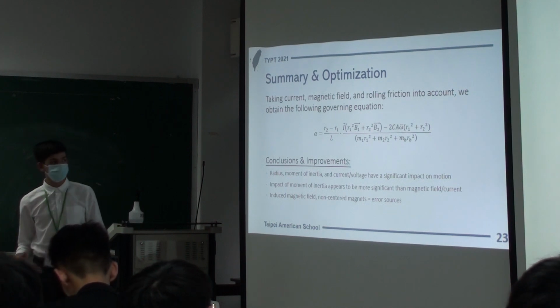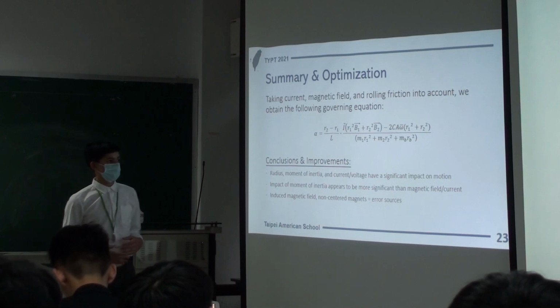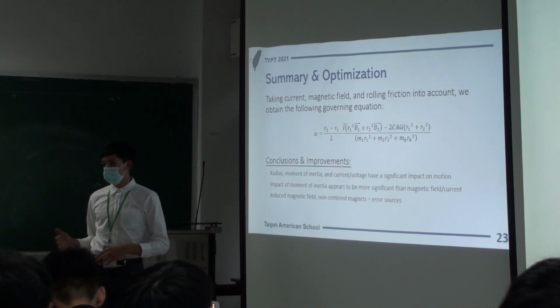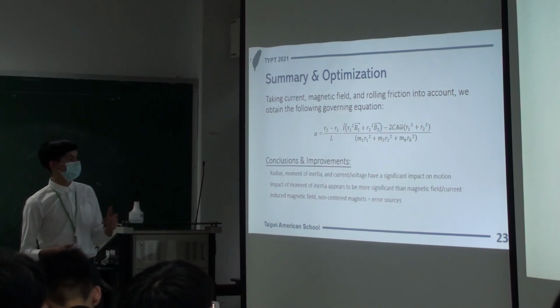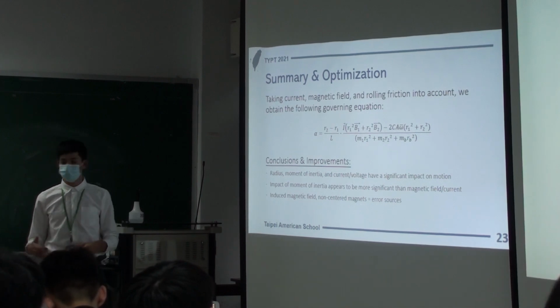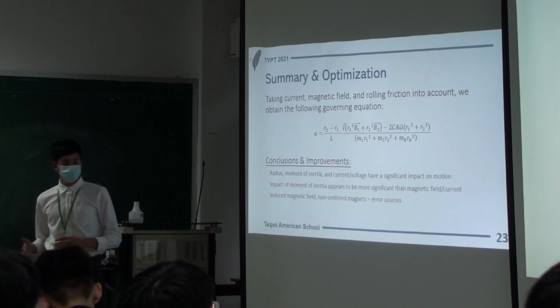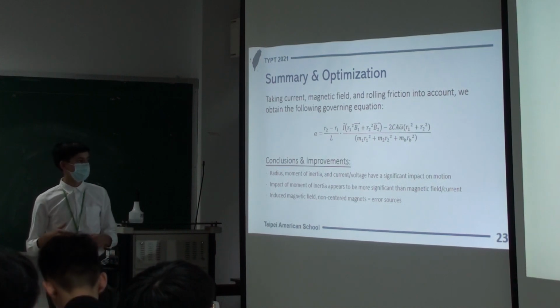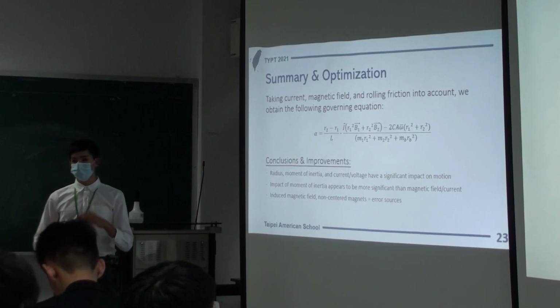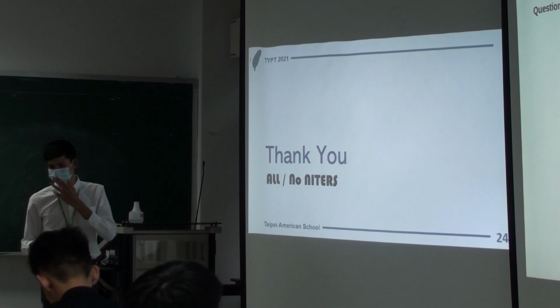So, in conclusion, we found the following governing equation for the angular acceleration by taking the current, magnetic field, and rolling friction into account. We found that the radius, moment of inertia, and current and voltage all have a significant impact on motion, and as you can see, we took all those into account. The impact of the moment of inertia appears to be more significant than that of the magnetic field and current, and the error source can be found to be the induced magnetic field and non-centered magnets. Thank you.